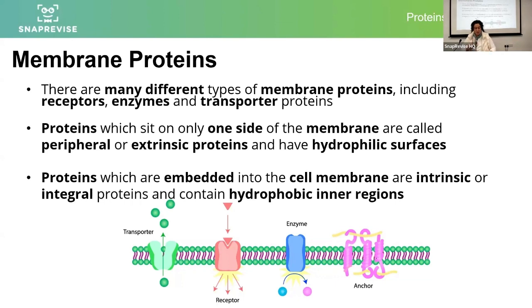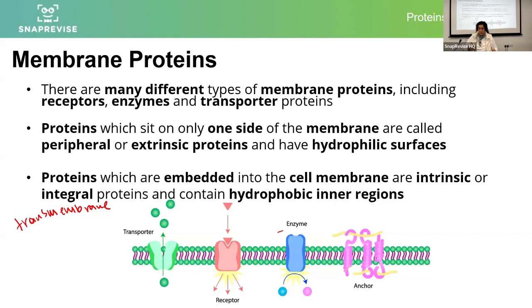Sorry about that. So I was just going to say that we've got proteins that only reside on one side of the membrane, and we call those peripheral or extrinsic. They'll have hydrophilic surfaces because the cytoplasm and the extracellular fluid are aqueous environments. And we've also got proteins that are completely embedded. They span the membrane, and we'll call those intrinsic or integral. We could also sometimes call them transmembrane. Just be aware of these possible names.